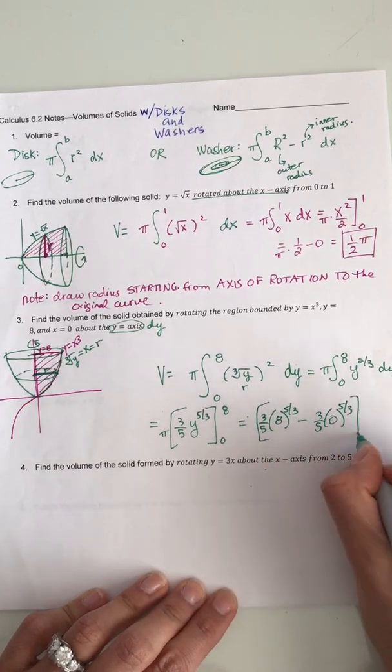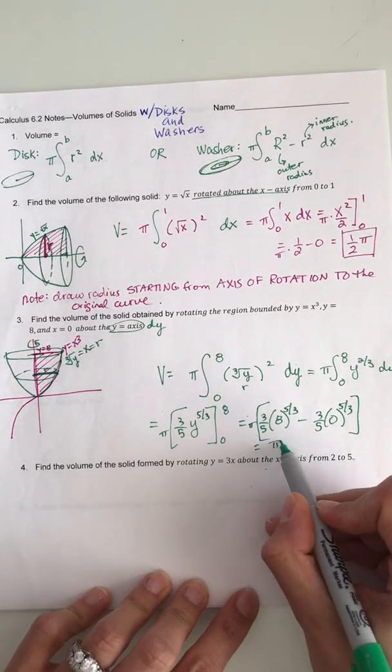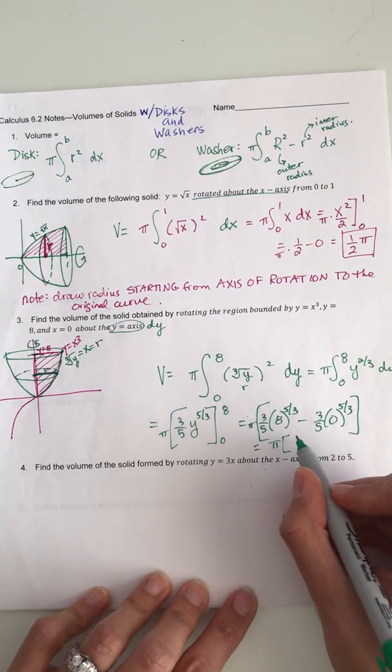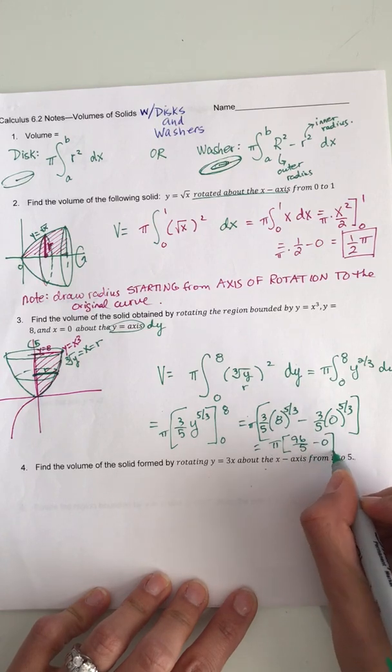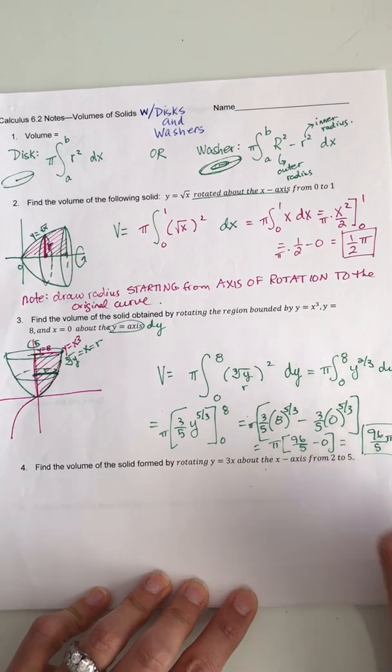And it's all going to be times pi. So this one is going to be cube root of 8 is 2, to the 5th is 32, times 3 is 96 over 5 minus 0. So 96 over 5 pi is the answer.